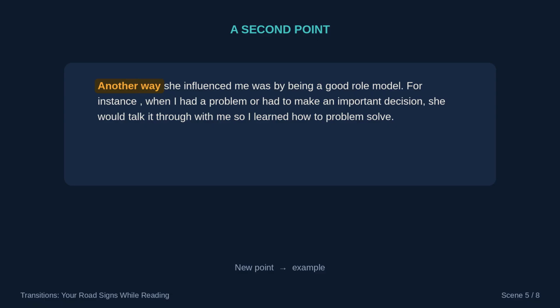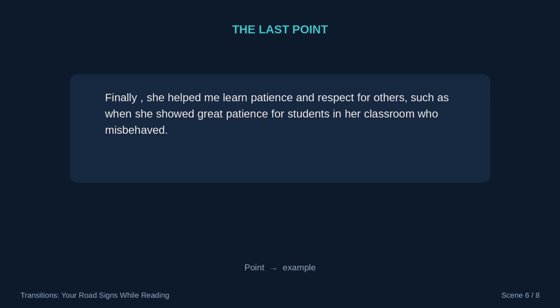Then after that, we see for instance. And just like for example, this is another way of telling us that a specific example is coming. So now you can start to predict the structure of what the writer is saying. They make a new point, and then they move to an example that clarifies that point.